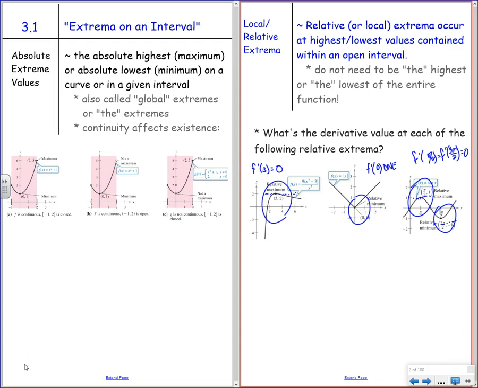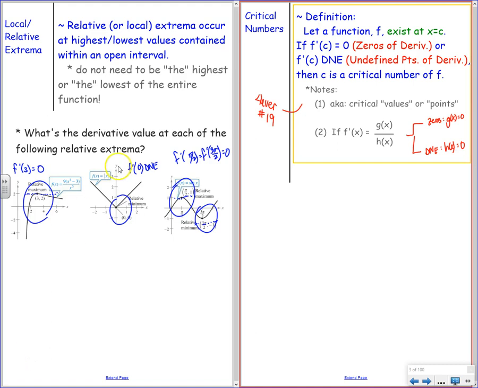I had a big old graph on the board. We talked about how relative extrema inside a graph, in between two endpoints, whether it's open or closed, will always happen at horizontal tangent lines or sharp points. So therefore, they're always going to happen at critical numbers. So we need to find when the derivative, which might be a fraction, is equal to 0 or DNE.